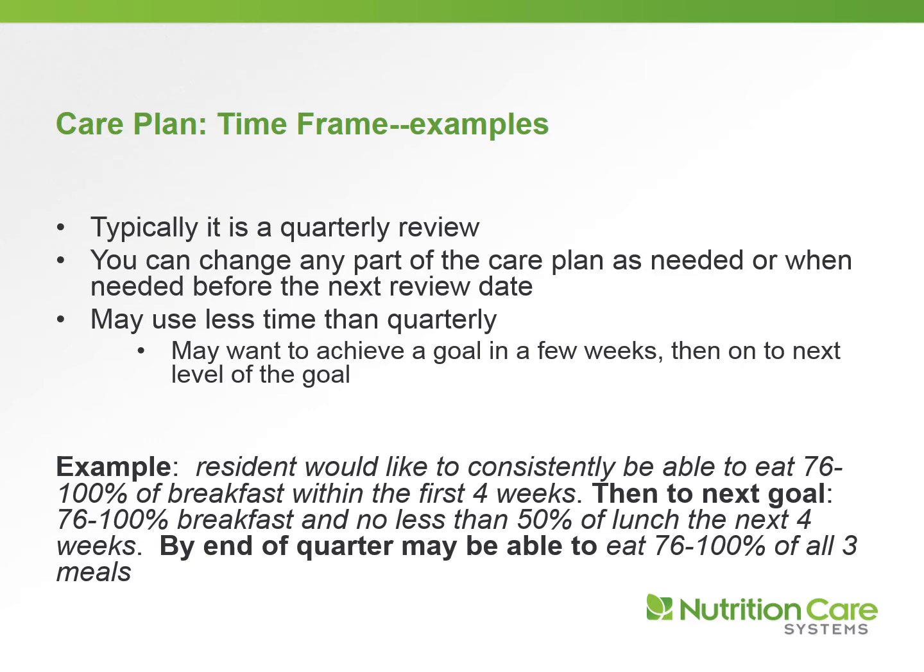Examples would be maybe that resident would consistently be able to eat 76 to 100% of breakfast in the first 4 weeks. Then the next goal, 76 to 100% of breakfast and no less than 50% of lunch the next 4 weeks. By the end of the quarter, may be able to eat 76 to 100% of all meals.